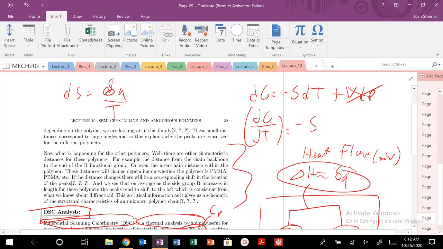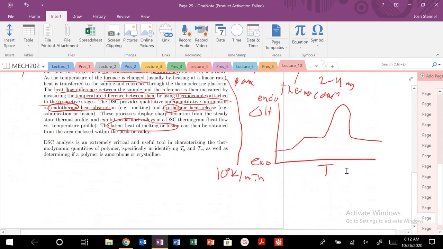So again, the heat flow versus temperature is going to be the first derivative of Gibbs. So I'm looking at, again, this first derivative of Gibbs, if I plot heat flow versus temperature. So if I see a discontinuity, I'm going to see a first order phase transition.